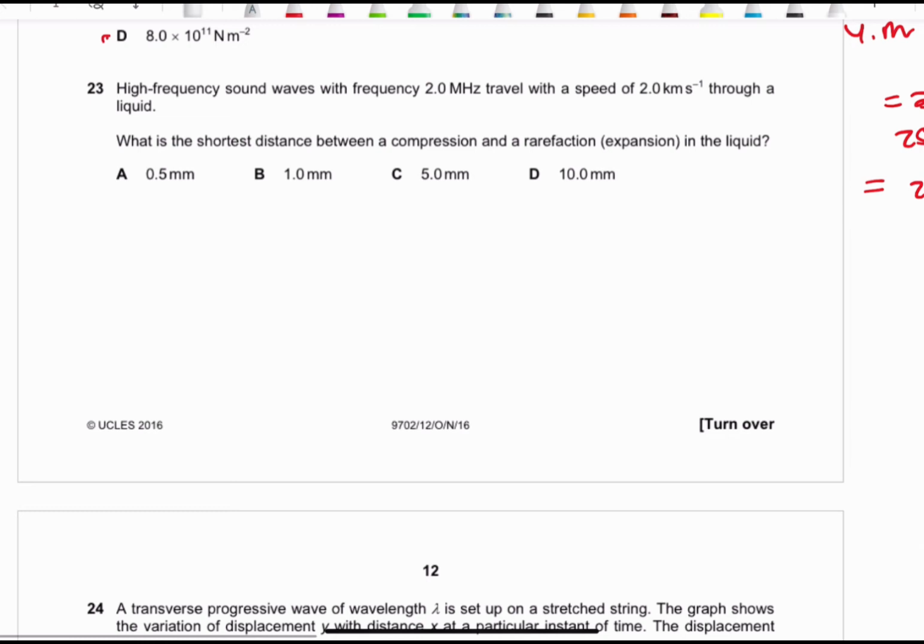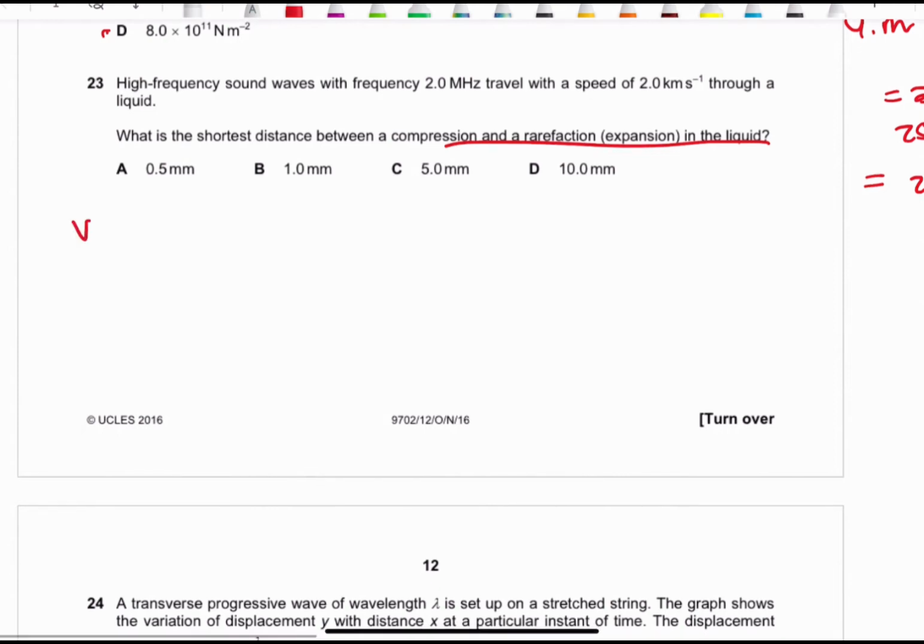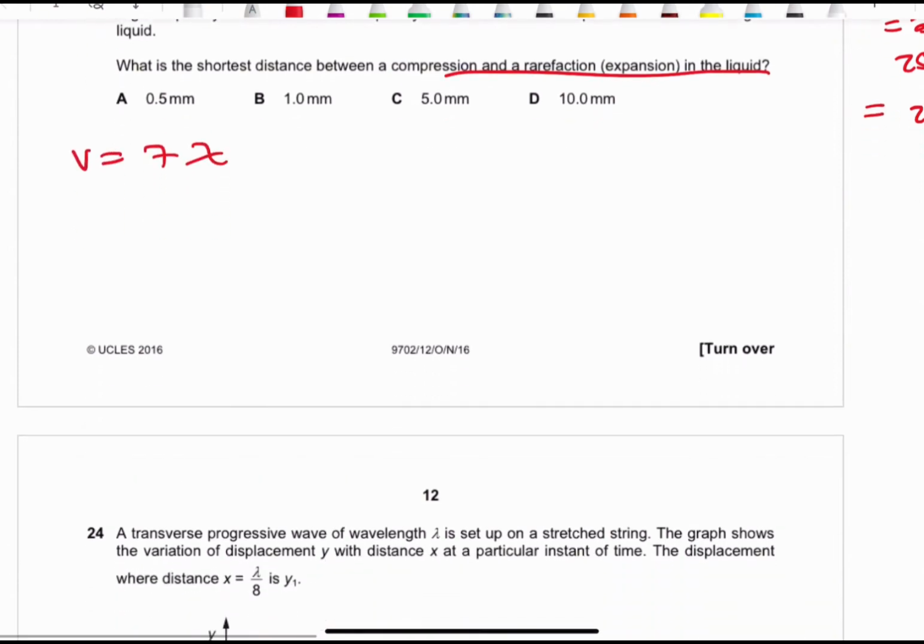Question 23. High frequency sound with this frequency travels with the speed of that. What is the shortest distance between a compression and a rarefaction in liquid? So basically, that's a compression and that's a rarefaction, right? So we know that v equals f lambda, our famous wave equation.